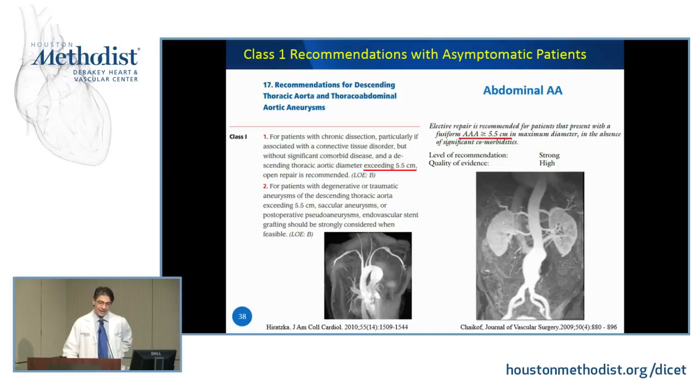What about the abdominal aorta? So it's very easy now. The ascending aorta is 5.5. Abdominal aorta is 5.5. So just remember, the entire aorta, 5.5. As soon as you start hitting those numbers, it would be class 1 indications, as long as they're not symptomatic. Class 1 indications, 5.5 centimeters, entire aorta.